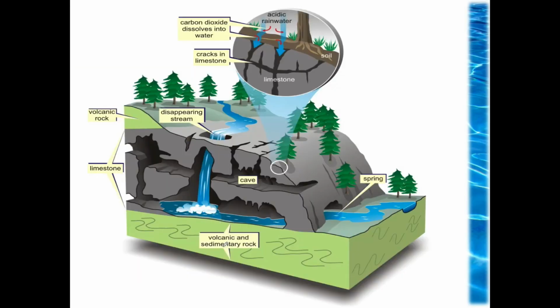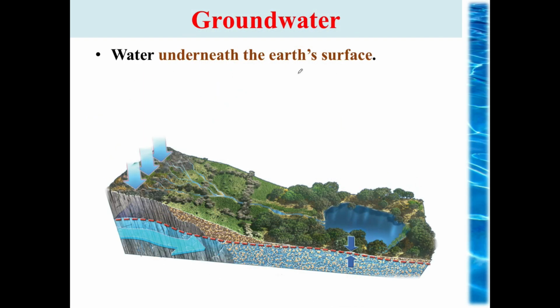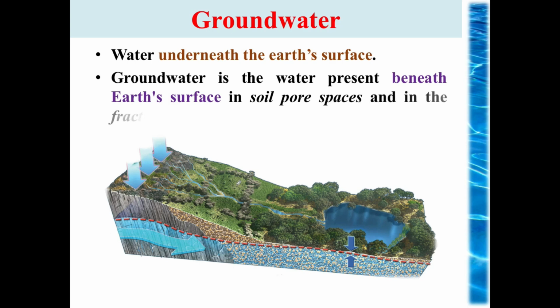Now, to understand the relationship between spring water and groundwater, we will describe what is underneath the Earth's surface. In layman's terms, groundwater is the water which is present beneath the Earth's surface in the areas between soil pores and the fractures of rock formations.